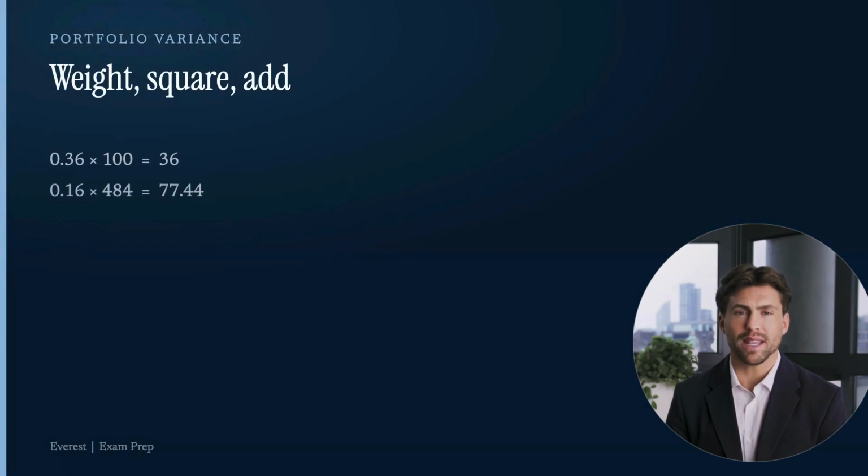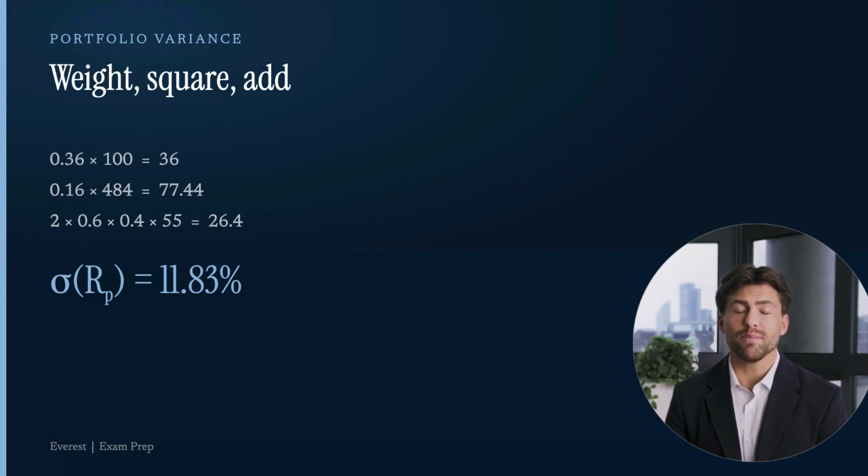Square each weight and multiply by that stock's own variance. That gives 36 plus 77.44. Now add twice the weighted covariance, 26.4. The total is 139.84. Take the square root. Portfolio standard deviation is 11.83%.